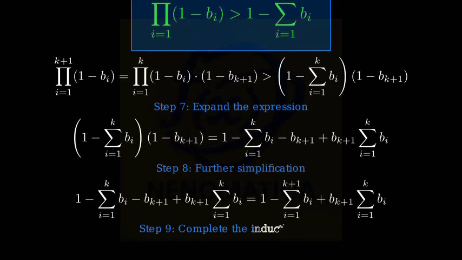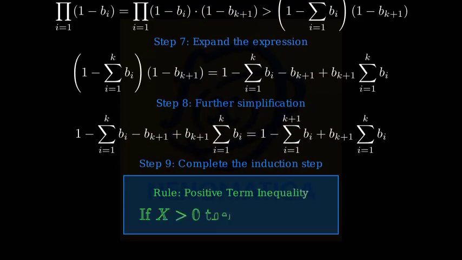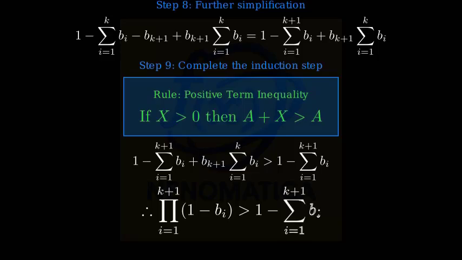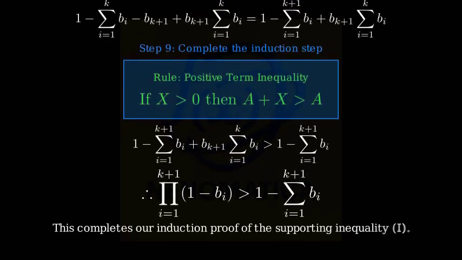Since b sub k plus 1 times the sum from i equals 1 to k of b sub i is positive, because each b sub i is between 0 and 1, we can conclude that this expression is greater than 1 minus the sum from i equals 1 to k plus 1 of b sub i. This completes our induction proof of the supporting inequality.